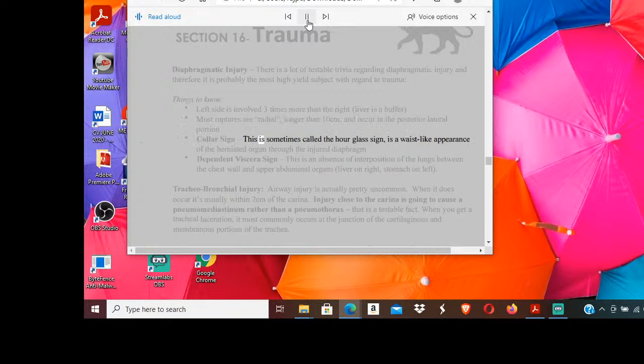Collar sign. This is sometimes called the hourglass sign, a waist-like appearance of the herniated organ through the injured diaphragm. Dependent viscera sign. This is an absence of interposition of the lungs between the chest wall and upper abdominal organs, liver on right, stomach on left.